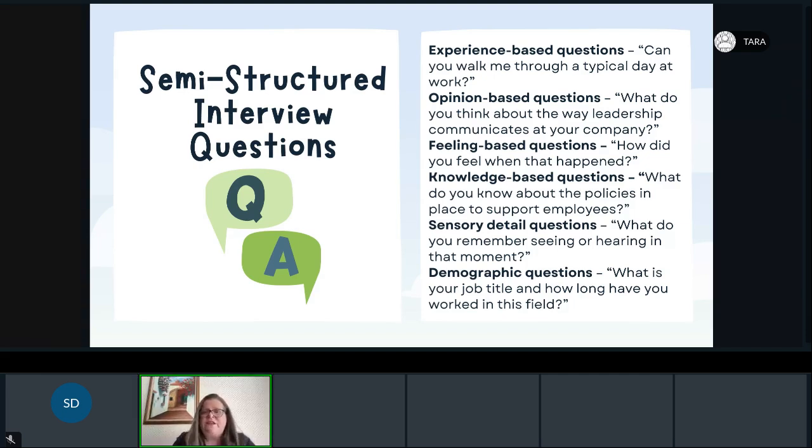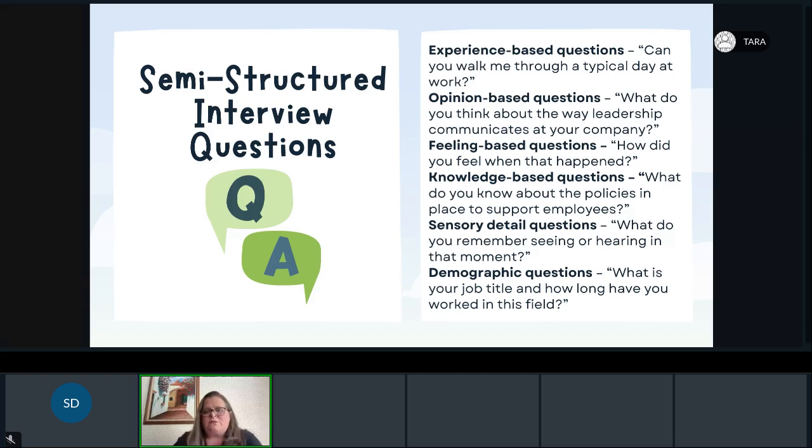And this helps us understand where the employee is in their own edification and their own knowledge of their surroundings, okay? It assesses their understanding. Sensory detail questions. What do you remember seeing or hearing in that moment?